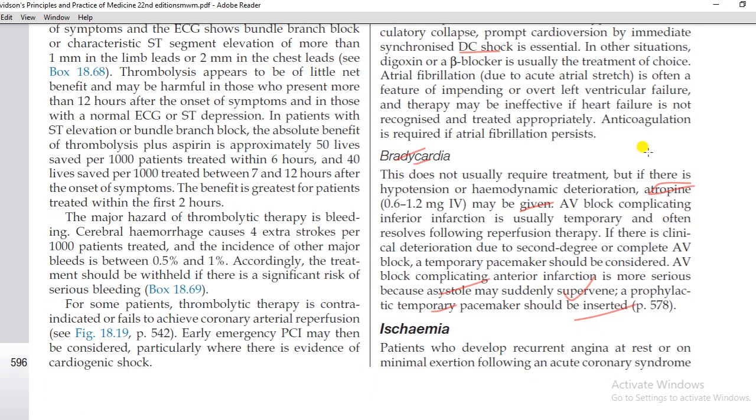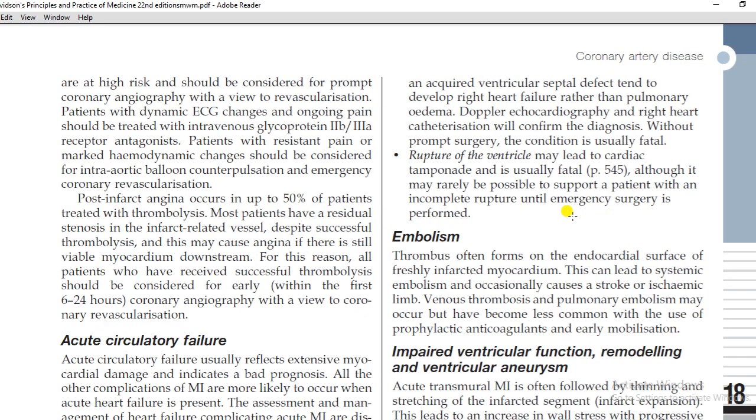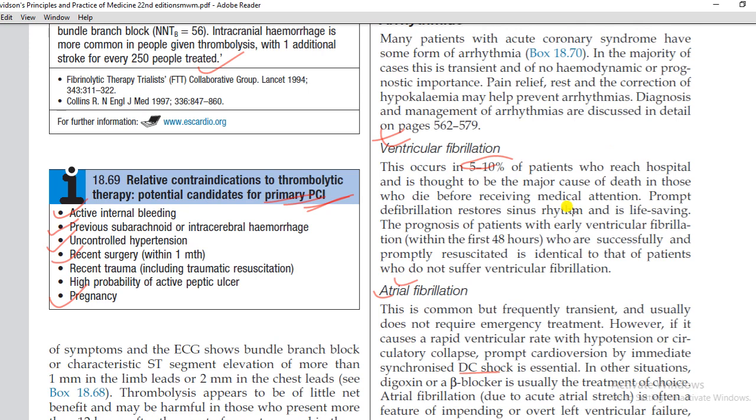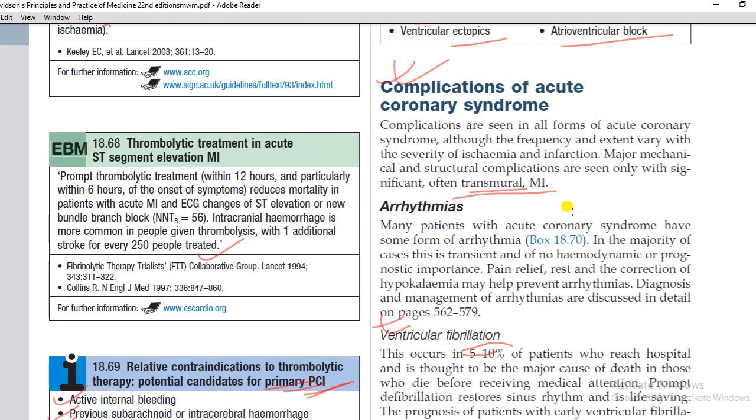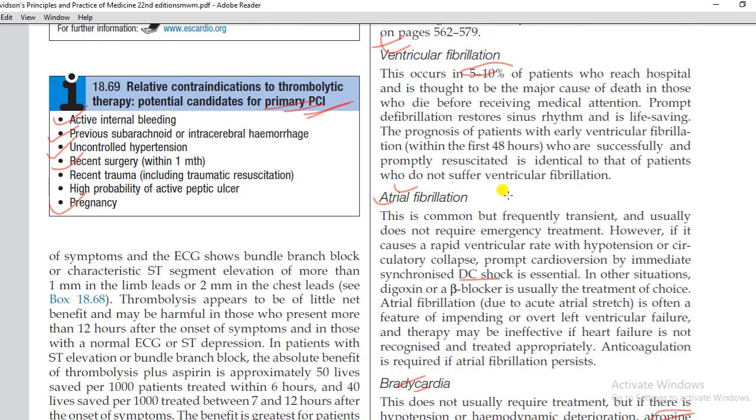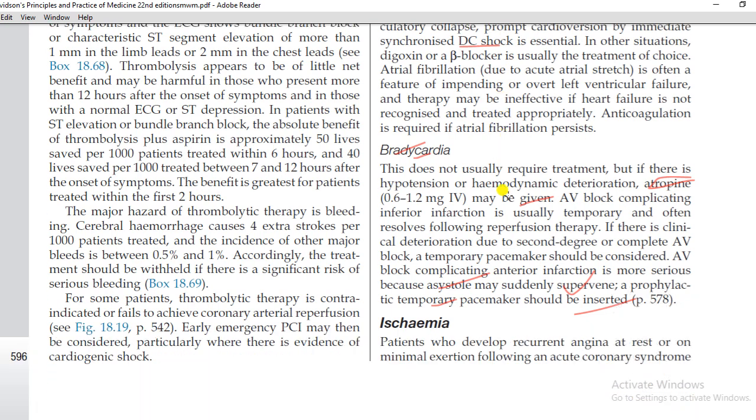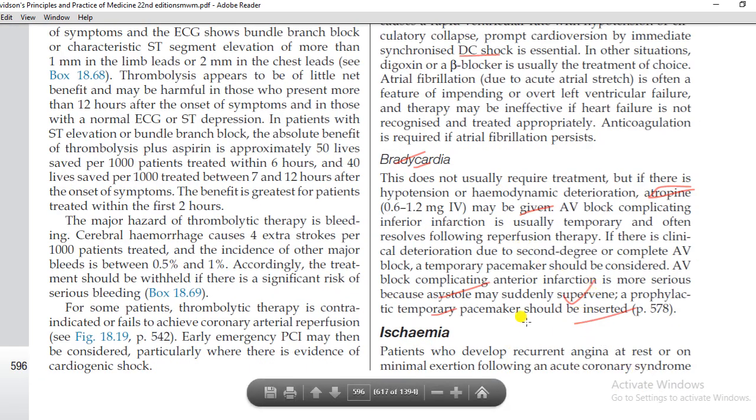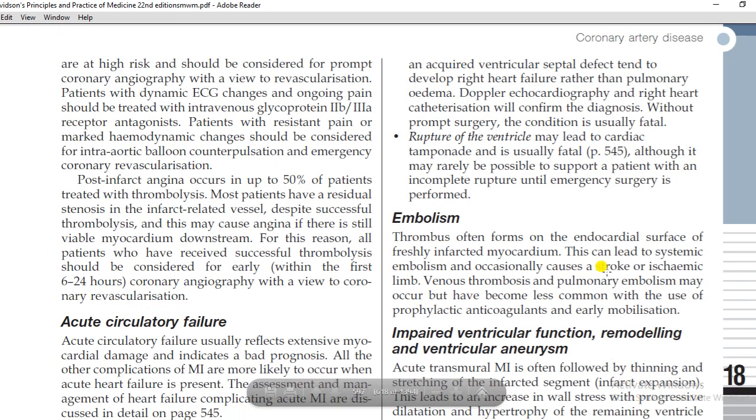just leave it. Ischemia. Are we on the new topic? Arrhythmia. No, yeah. This is the arrhythmias. Complex of coronary syndrome could be arrhythmia. Second, ischemia. Okay. Patient with develop acute angina at rest or minimal exertion following the acute coronary syndromes. Symptoms are at high risk and should be considered for prompt coronary angiography with a view of revascularization.